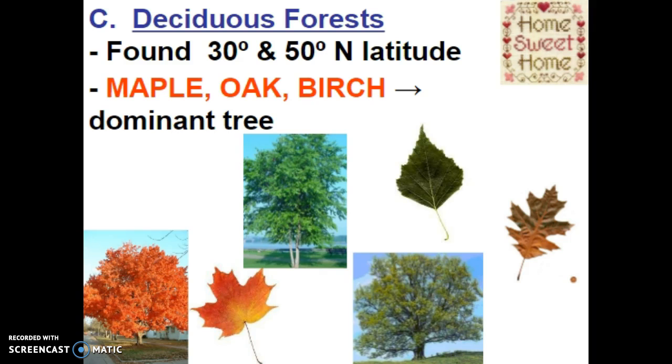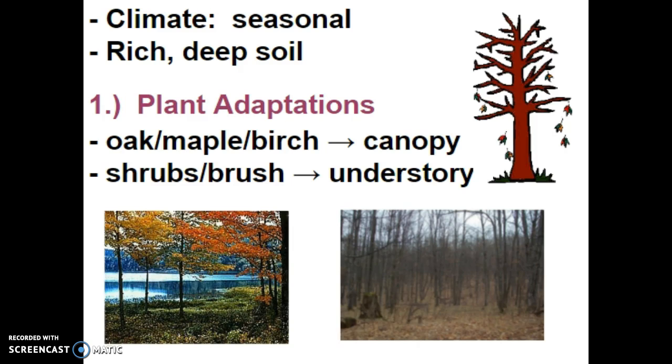Deciduous forests. These are seasonal. They're found anywhere from 30 to 50 degrees north of the equator. The maple, oak, and birch tree tend to be the dominant trees of the deciduous forests. These are deciduous trees because they drop their leaves in the autumn. So we do have some seasonal changes in our climate.